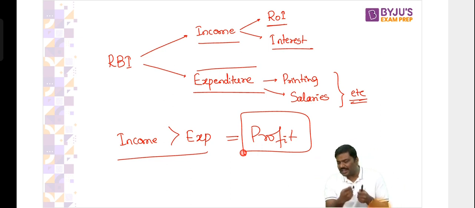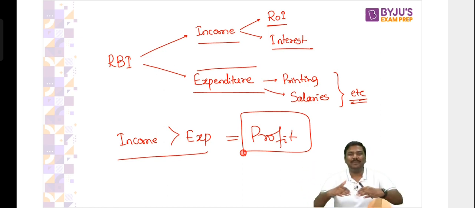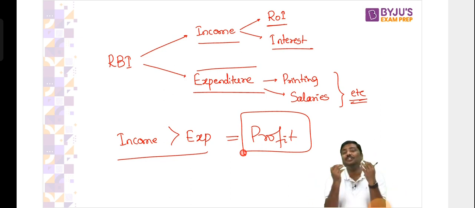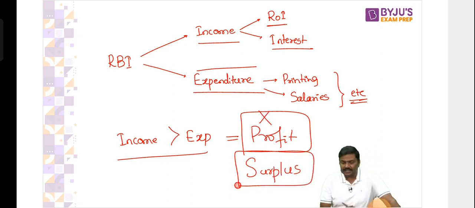Is RBI a commercial entity? Do you think RBI is working for profits? Obviously, no. RBI has a much bigger role. RBI has to maintain stability in the economy, promote growth, promote employment, and control inflation. The role is not to earn profit. So what we generally do, rather than calling it profit, is call it surplus. This is basically the concept of surplus.